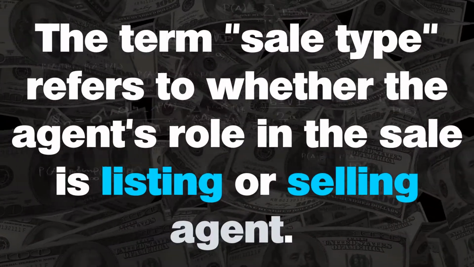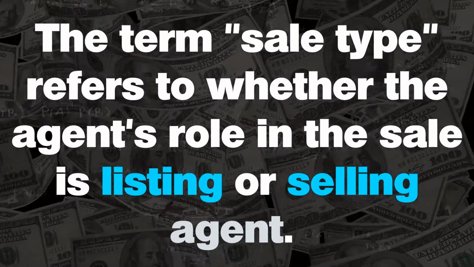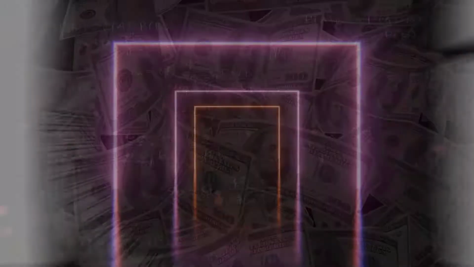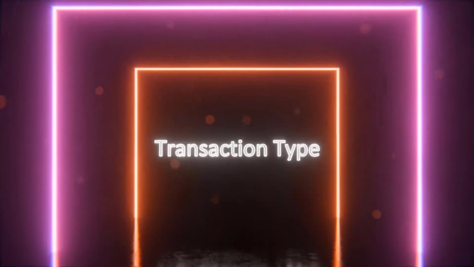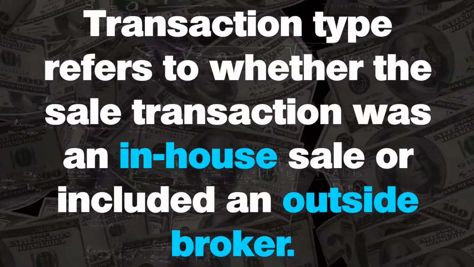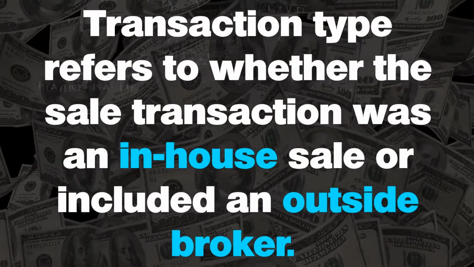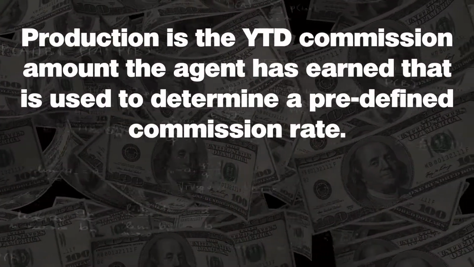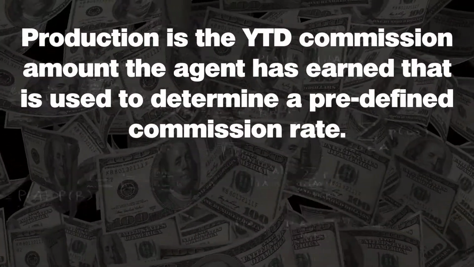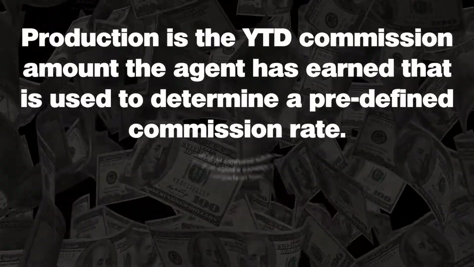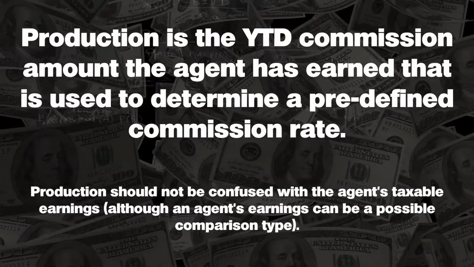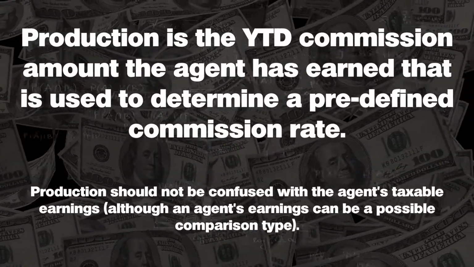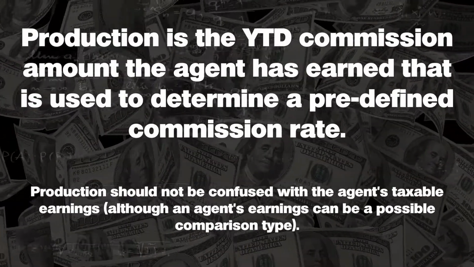The term sale type refers to whether the agent's role in the sale is listing or selling agent. Transaction type refers to whether the sale transaction was an in-house sale or included an outside broker. Production is the year-to-date commission amount that the agent has earned that is used to determine a predefined commission rate. Production should not be confused with the agent's taxable earnings, although an agent's taxable earnings is a possible comparison type.